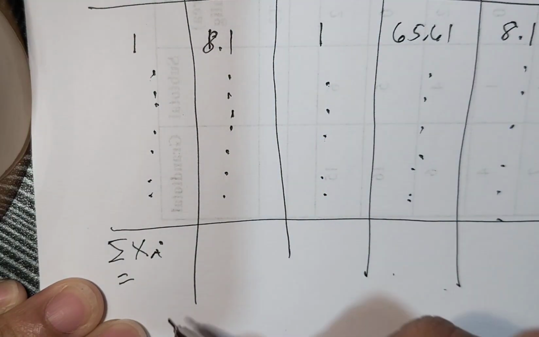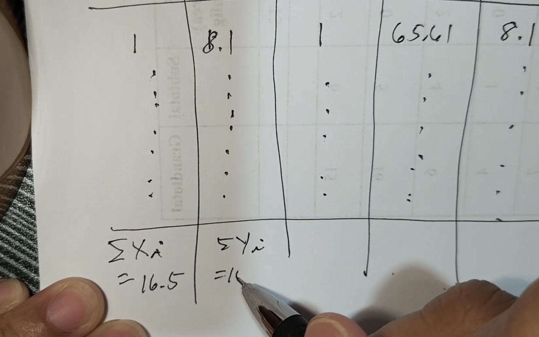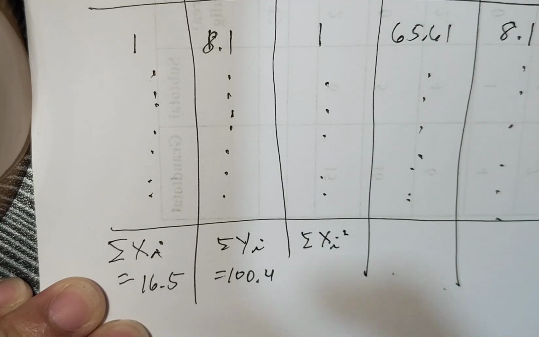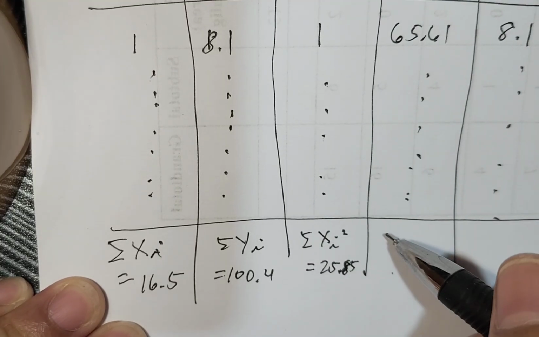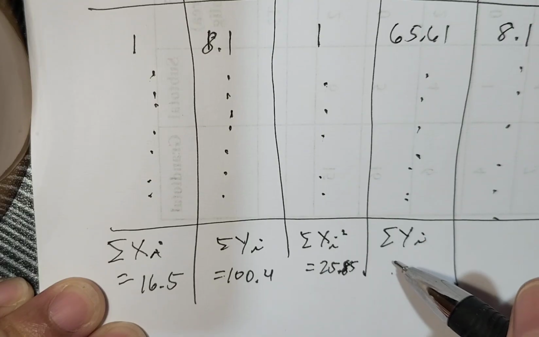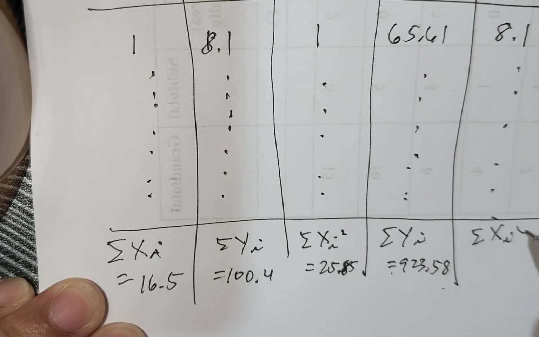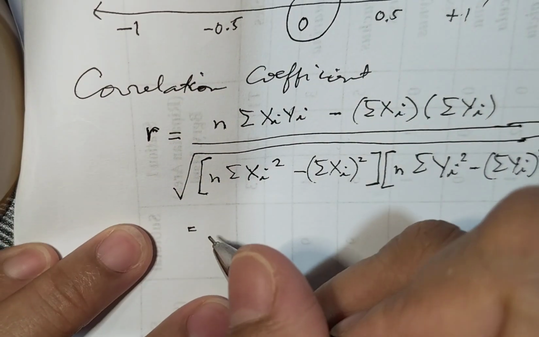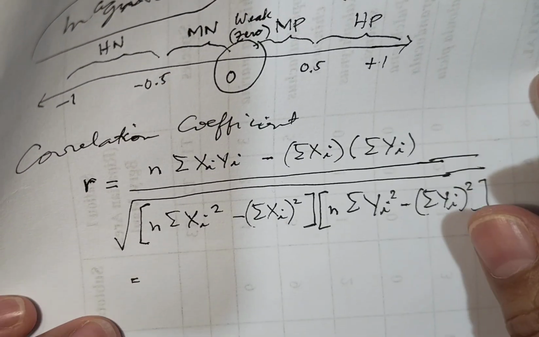summation of x sub i, we have 16.5. Then summation of y sub i, we have 100.4. Summation of x sub i squared, we have 25.85. Tapos summation of y sub i squared equal to 923.58. And then summation of x sub i, y sub i, this is equal to 152.59. Now, let us substitute the values so that we will know the degree and the direction of the relationship of your temperature and converted sugar.